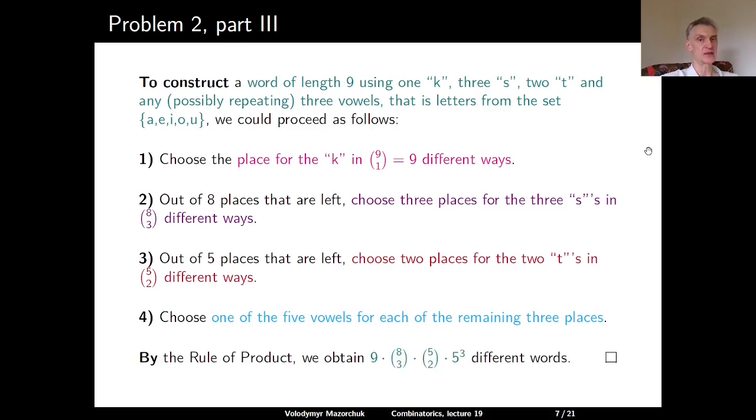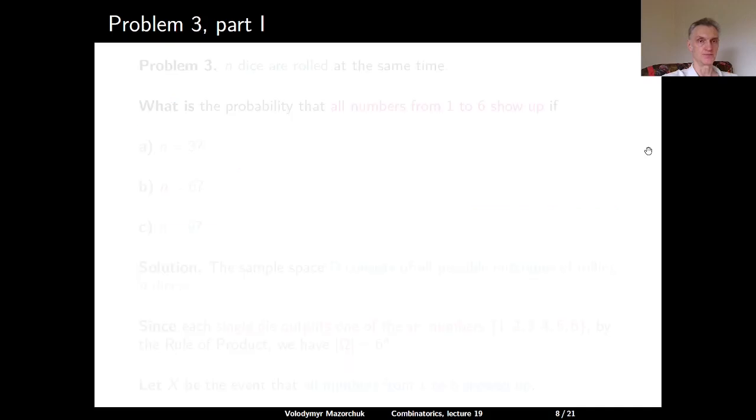So by the rule of product, the answer will be 9 times 8 choose 3 times 5 choose 2 times 5 to the power 3. That is the answer to problem 2.